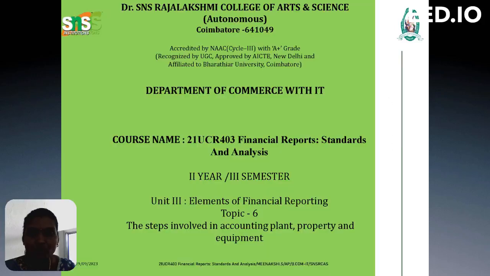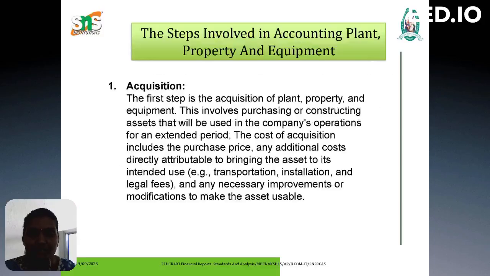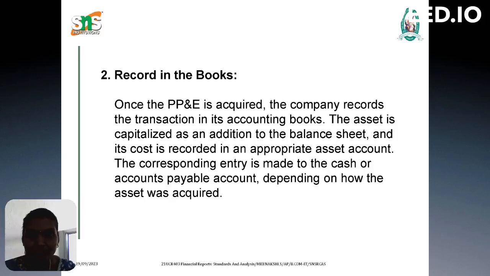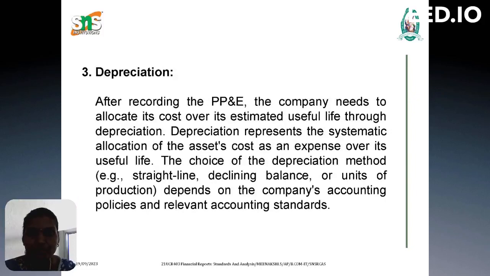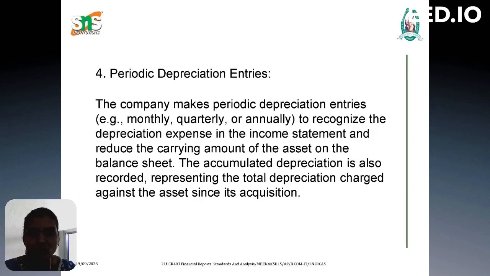So when you account for PPE, it is important to go through all these steps. Let's take a recap. The first step is acquisition. The second step is recording in the books. Then the third one, it is important to find out the depreciation. Then the fourth one, periodic depreciation entries, which means we have to enter the depreciation entries periodically.